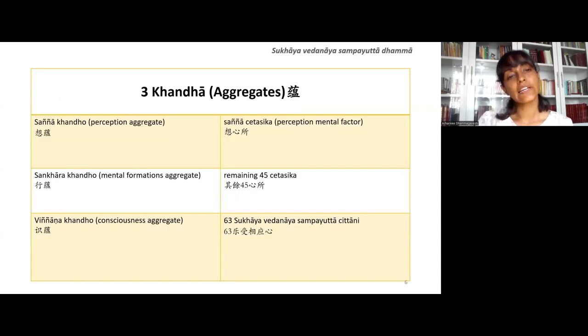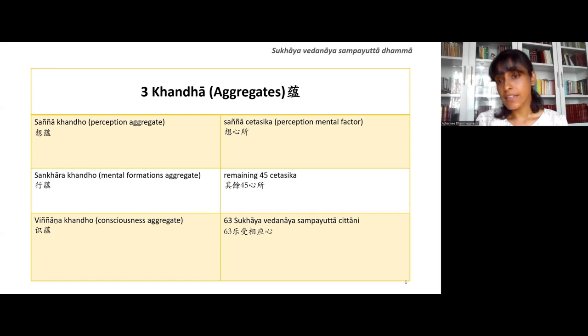First, the aggregates. How do we get 3 aggregates? Now, we know that there are 5 aggregates in total: Rupa, Vedana, Sanya, Sankhara, Vijnana. Under the first term, Sukhāya vedanāya sampayuttā, we don't get Rupa. And because Vedana is excluded from all 3 terms, Vedana is also not included. In fact, Rupa is also not included in all 3 terms. So we can safely take out those aggregates. What we are left with are Sanya, Sankhara, and Vijnana.